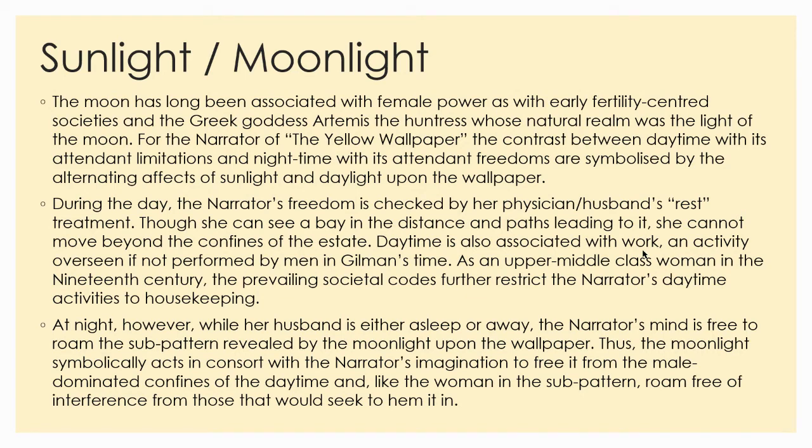At night, however, while her husband is either asleep or away, the narrator's mind is free to roam the sub-pattern revealed by the moonlight upon the wallpaper. And you will notice that the moonlight brings out different patterns. Thus, the moonlight symbolically acts in consort, in partnership with the narrator's imagination to free it from the male-dominated confines of the daytime. And, like the woman in the sub-pattern, roam free of interference from those that would seek to hem it in. So that moon, when the moon comes out, makes the narrator more powerful, but it also manipulates the wallpaper to allow the figures behind it to roam more freely.